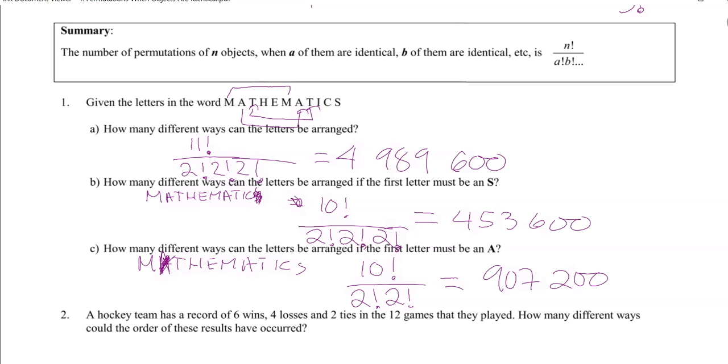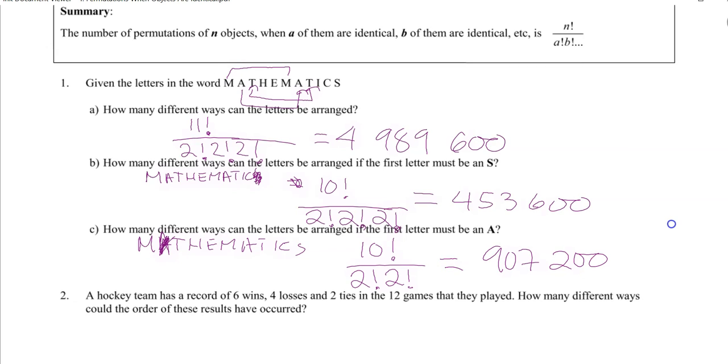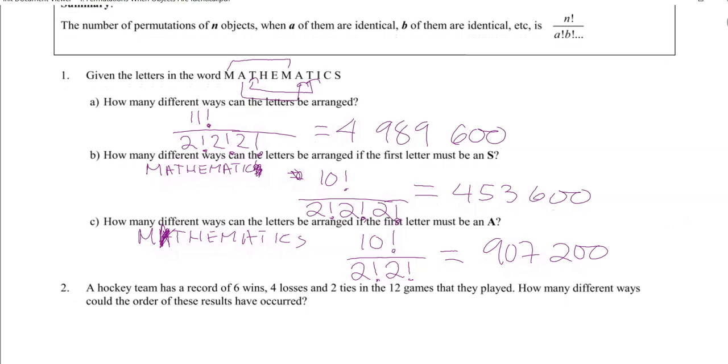So more arrangements than if the first letter is an S, right? If the first letter is an S, then we still have those two A's floating around. If the first letter is an A, then we no longer have repeating A's, or we just have the repeating M's and repeating T's. All right, any questions about math and that?